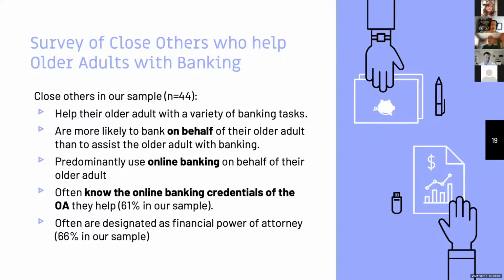But this wasn't a perfect overlap. There were, I think, 4 to 5 people in the sample who were not designated power of attorney, and they knew the banking passwords of the older adults that they helped. And this isn't really particularly surprising, right? If you need help, this is the easiest way to get that kind of help, is to share those credentials.